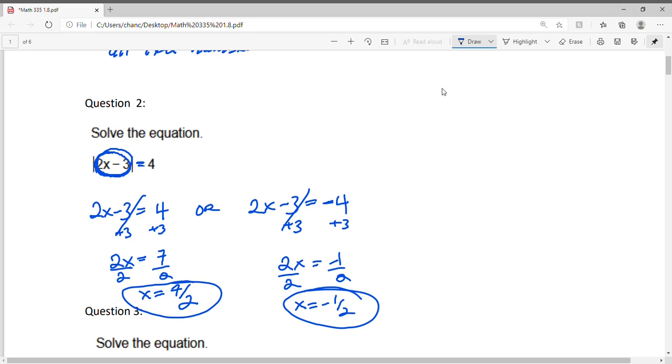If you're unsure, plug it into the x, and I guarantee that you would get 4 on the left side for 7 over 2. And if you plug in negative 1/2, I guarantee you'll get negative 4 on the left. But when you take the absolute value, you get positive 4. So they both check out, they're both good solutions.